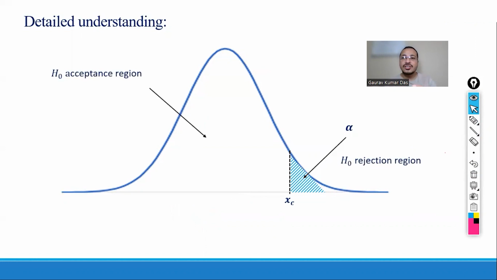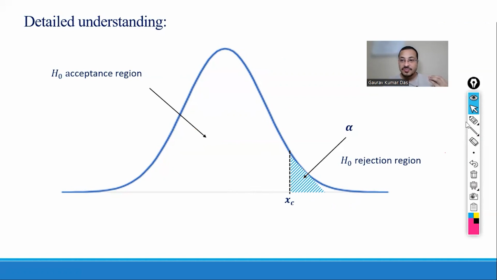So basically, based on this critical value of x or alpha value, we get two regions. One region is called the H0 rejection region, and the other region is called the H0 acceptance region. So total probability is how much? 1 minus this amount of area is the acceptance region. This is the rejection region. Why do we call it the rejection region? Because if my XS, my test statistic, falls in this region, then the null hypothesis will be rejected.